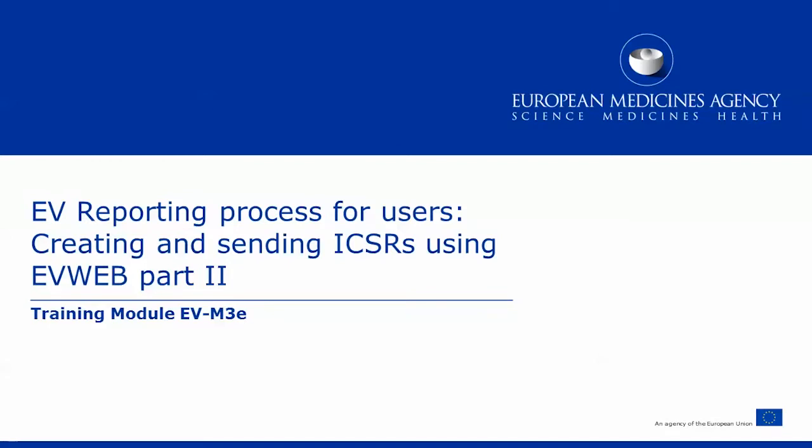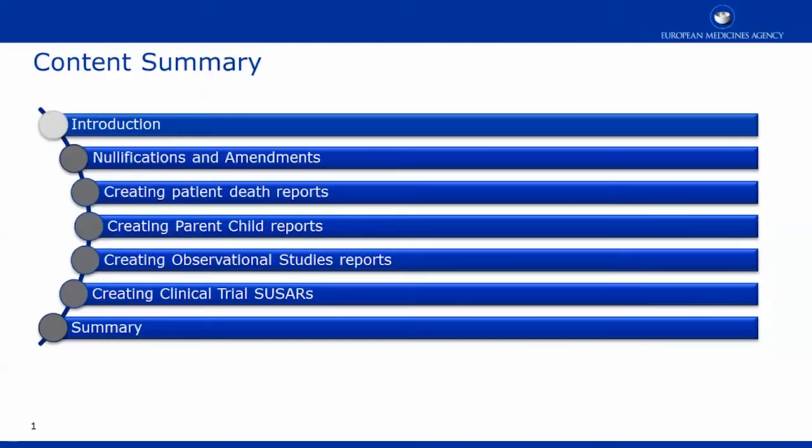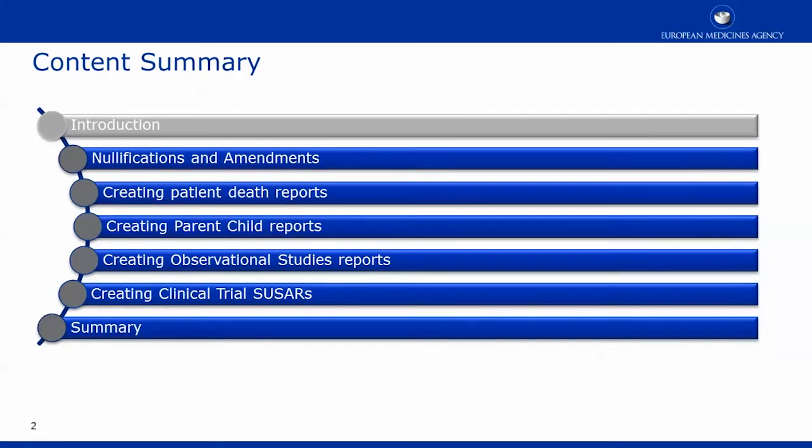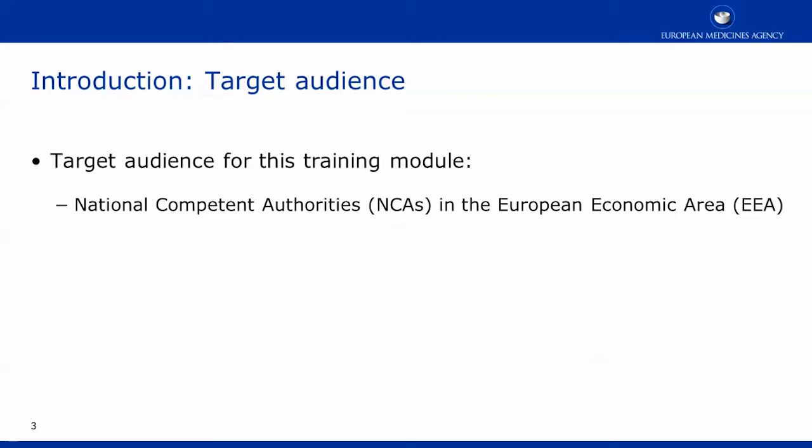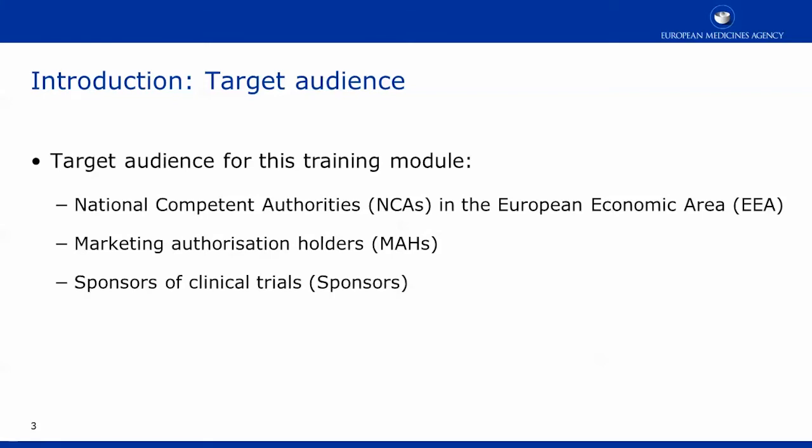Welcome to the EV-Vigilance training module M3E, Creating and Sending ICSRs using EVWEB Part 2. The target audience for this training module are national competent authorities in the EEA, marketing authorization holders, sponsors of clinical trials, and research institutions and academia.